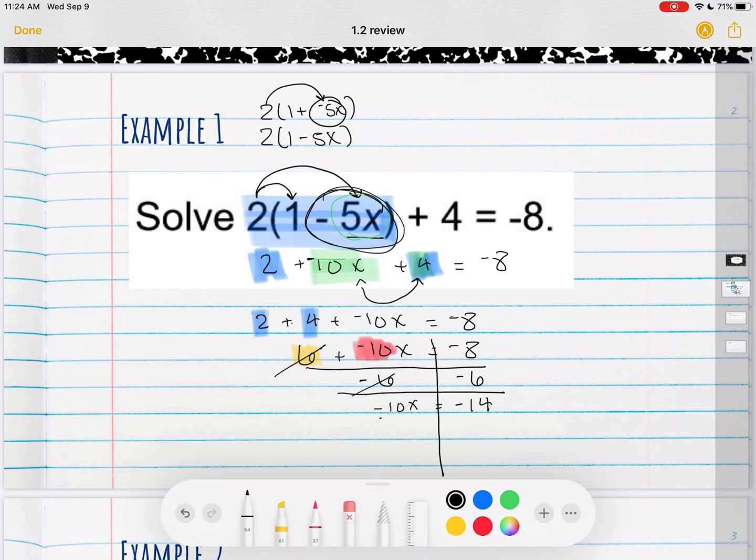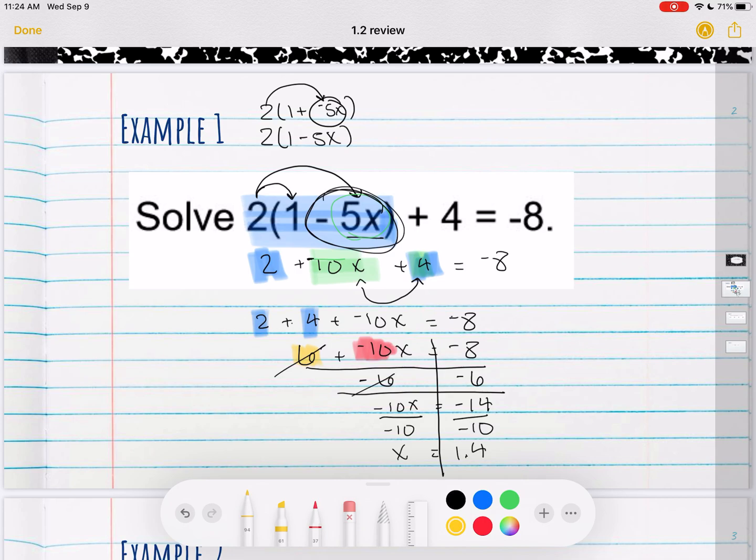Then I'm going to get rid of that negative 10, my best friend now. Negative 10, so it's a times negative 10, so I'm going to divide by negative 10 on both sides to get rid of it. And on my left, I'm left with x. On my right, I'm left with 1.4.